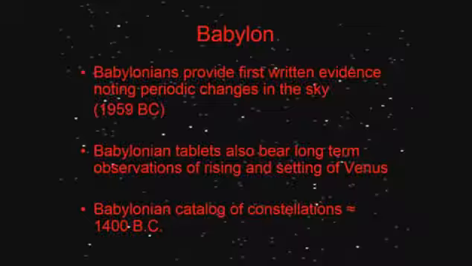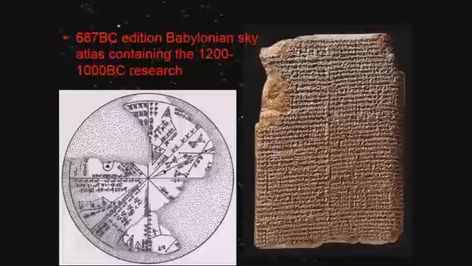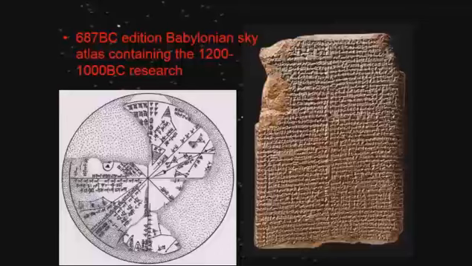But the Babylonian catalogue of constellations was put together at about 1400 BC. And this particular image is just showing us a 687 edition, so quite a modern edition of the Babylonian Sky Atlas, and that contains all the previous research. And here's a written page from that particular volume, and here's their sky map showing some of their constellations with some writing on it. Much of it has been lost. We're looking at pretty ancient archaeology here.